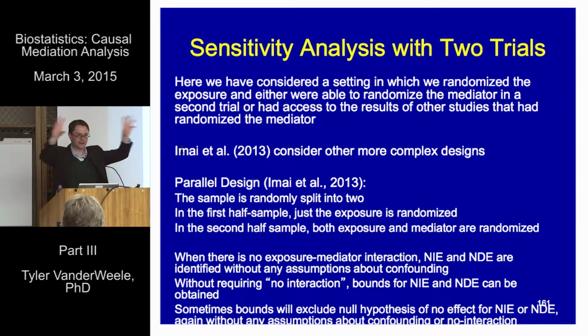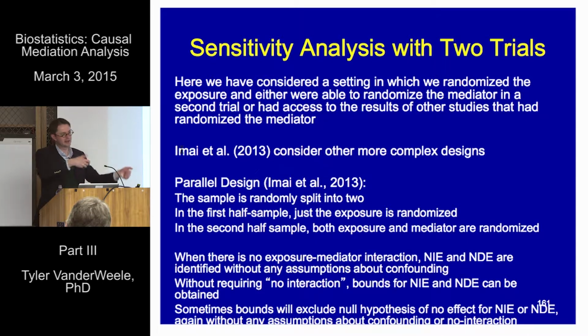We want that first half sample trial where we randomize just the exposure so that we can get at the effect of the exposure on the mediator itself. If we randomize the exposure and the mediator for everyone, we wouldn't have any sense as to the effect of the exposure on the mediator. So that's why we do what we do with the first half sample. And then the second half sample allows us to get at the effects of both the exposure and the mediator together on the outcome.